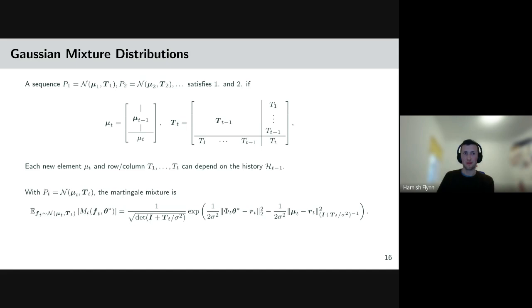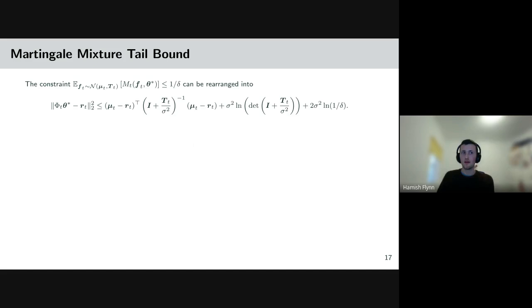Okay, so finally, as promised, for any Gaussian mixture distribution, the super martingale mixture has a closed form expression, which is this one at the bottom. And the derivation of this isn't that interesting, so I'm going to skip it. But if we take that previous expression, take the log of both sides and rearrange things, then we end up with this constraint for theta star.